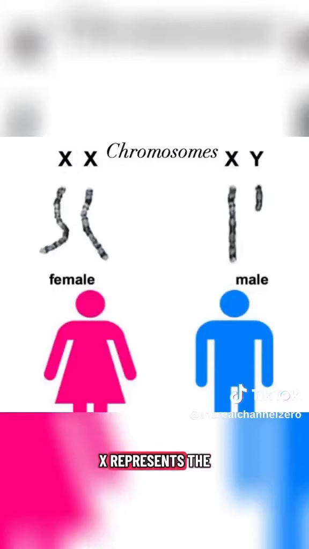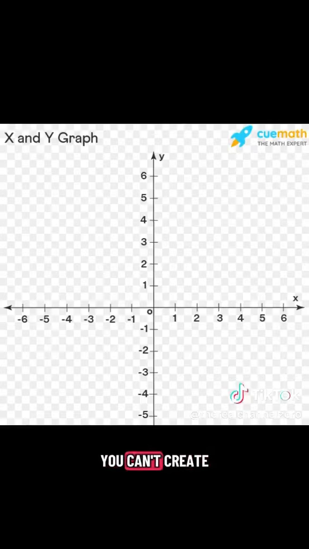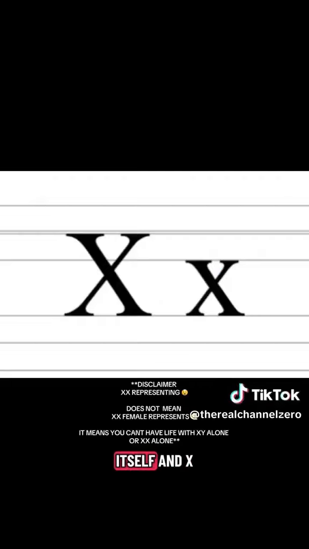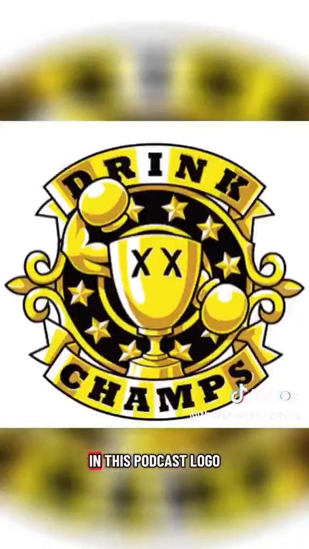The XX represents the female chromosomes, which comes together with XY to create life. It's a mathematical part of an equation. In the simulation, you can't create with X alone. You need both the X and Y axis. You can't create the 2D or 3D reality without it. So X by itself and XX together both represent that. Double cross is the push for only the XX and not the XY. That's why you see it above and here in this podcast logo.